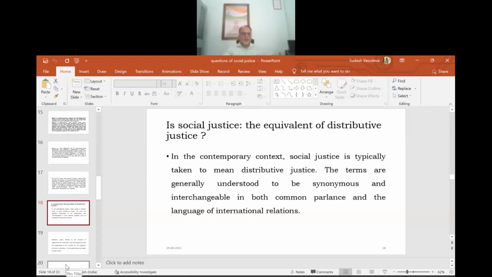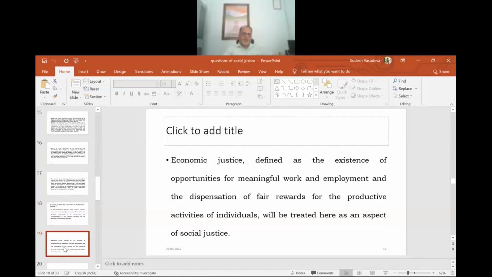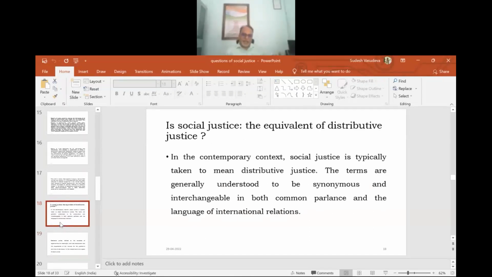Now, equitable justice may imply the equivalent of social justice, which is distributive justice, in the sense that the resources available at the disposal of the society are equally distributed for all, so that equality of opportunity is met out, so that equality in living condition is met out, so that equality of rights is met out. In that context, social justice may be equated with distributive justice or redistributive justice also.